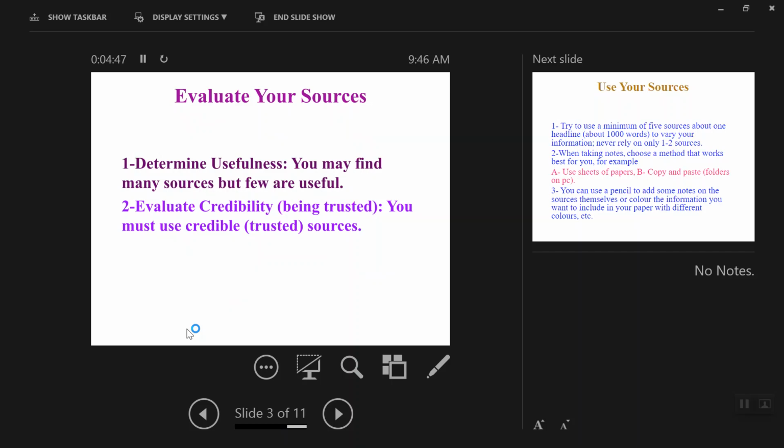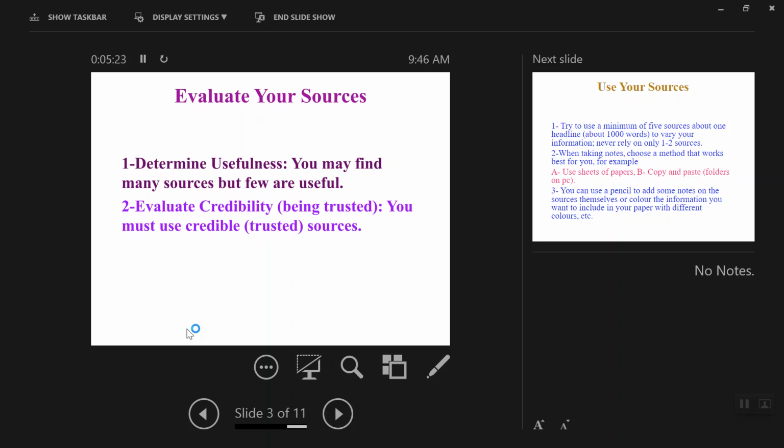When you go to the internet and when you find sources, you have to evaluate your sources. You have 2 points here on how to evaluate. Number one, determine usefulness. You may find many sources, but few are useful. Not all of them are useful. You may find a book, but this book is not useful for you. So leave it. So it's number one, determine usefulness.